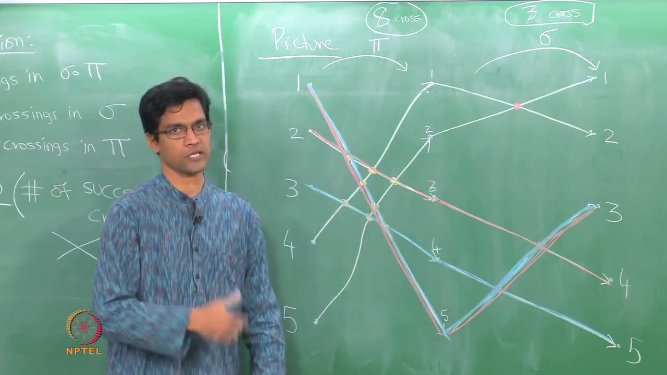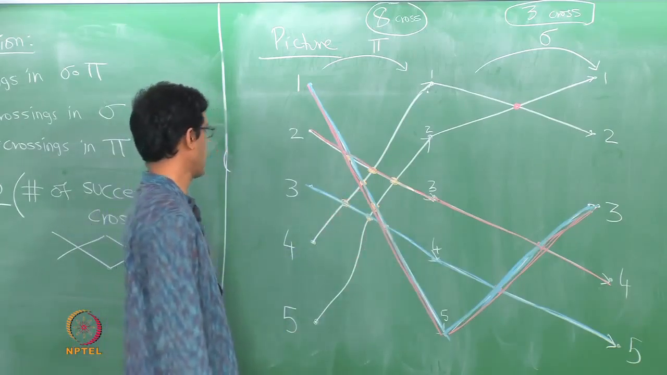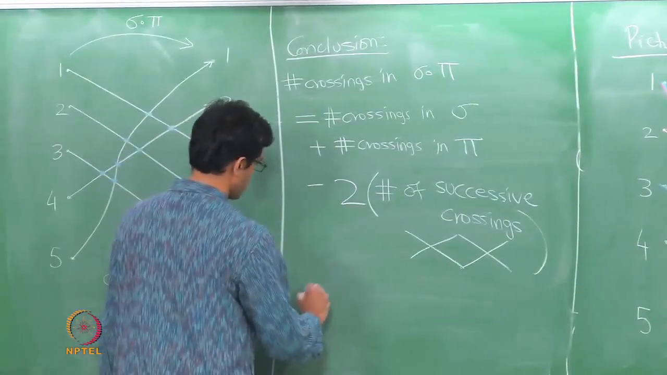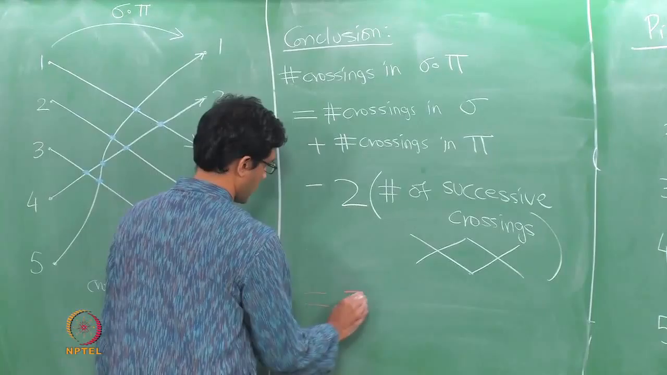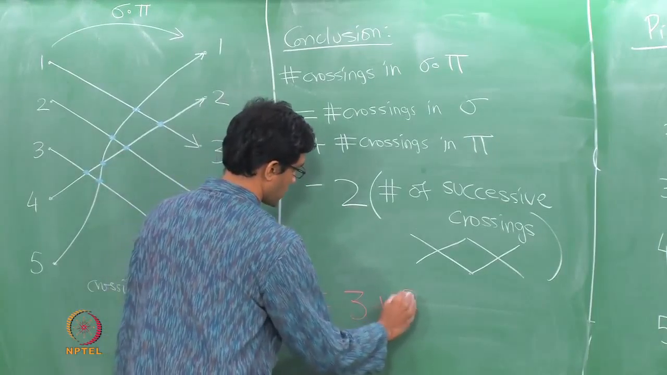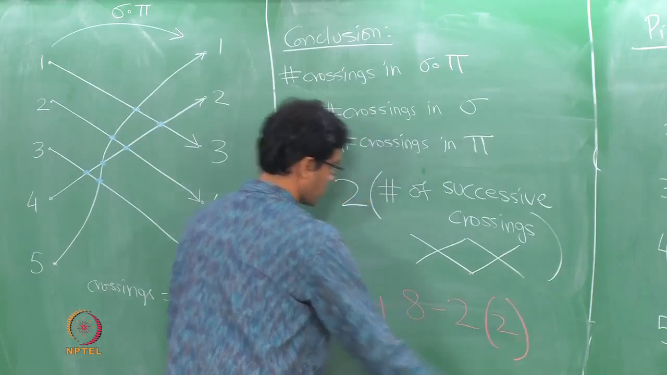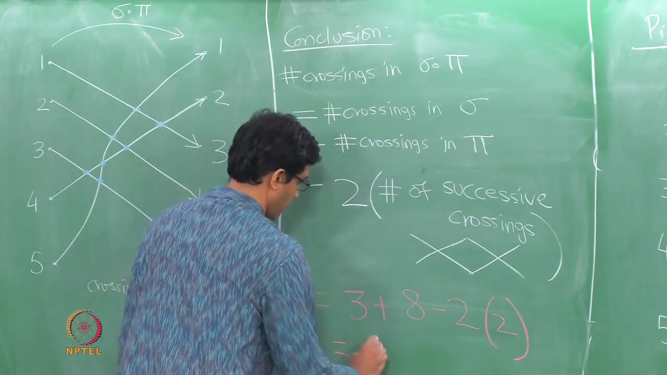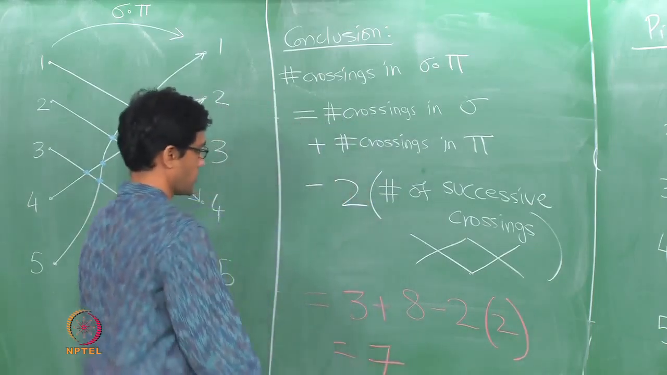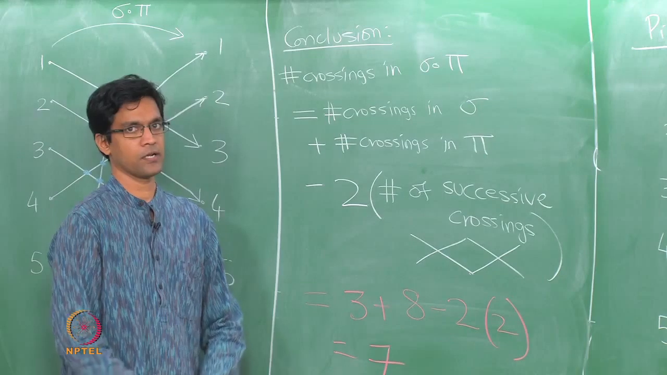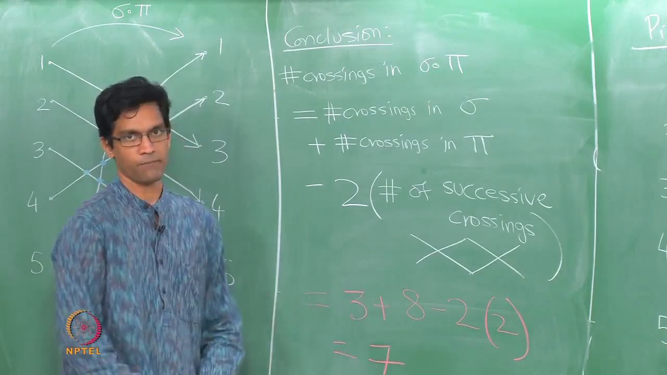So there are 2 successive crossings in this diagram, and so this formula in this example at least gives you the following. It says there are 3 crossings in sigma, 8 crossings in pi and 2 successive crossings, so minus 2 times 2, so there should be 11 minus 4, which is exactly 7 crossings. So the number of crossings in the composition is exactly given by this formula.